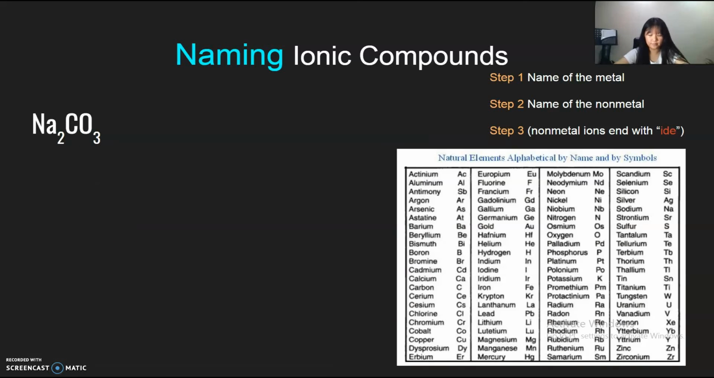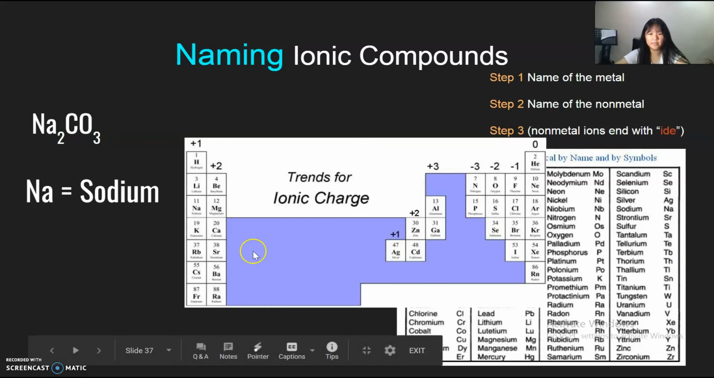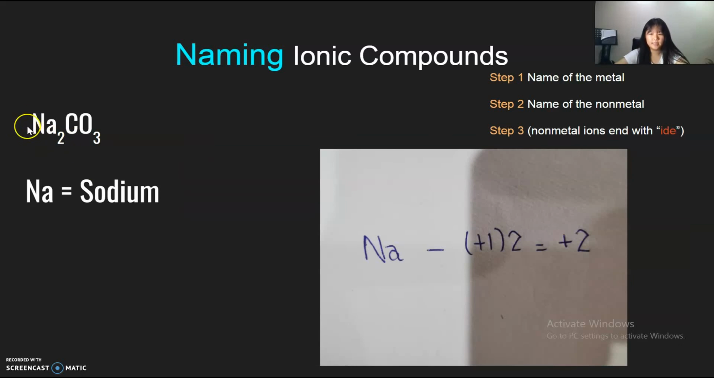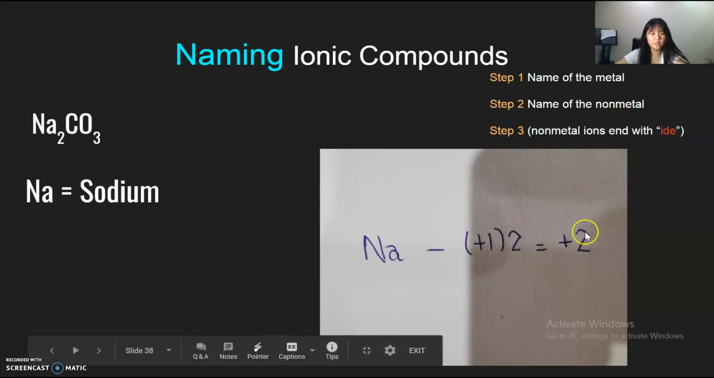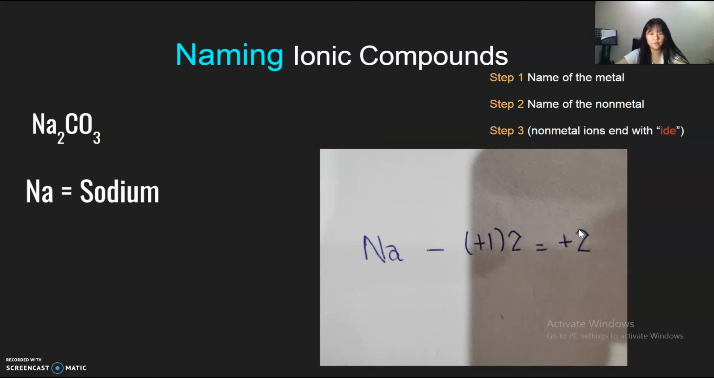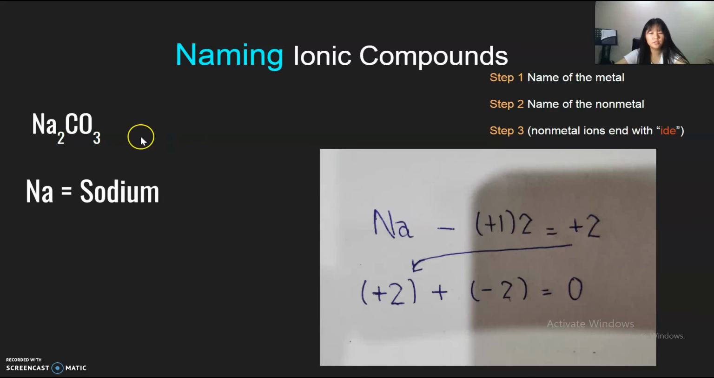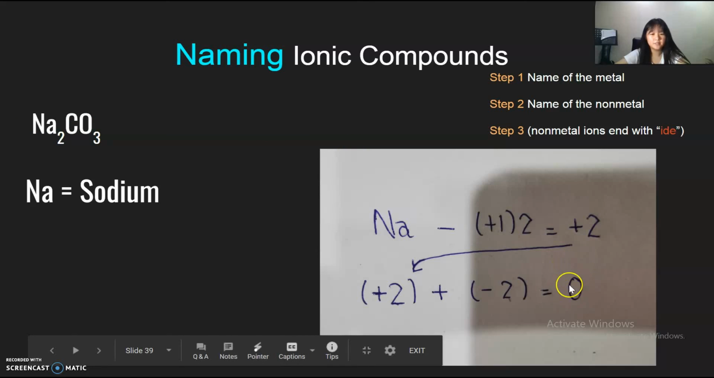Okay, to our final example. To write the name for Na2CO3, the metal for Na is sodium, and sodium has a positive charge. Okay, and it's 2 sodium, so we multiply by 2 and we get a positive 2 charge for sodium. So now we want to deal with the charge between this compound. So we will want to bond them together to get an ionic compound, which has a sum of 0.